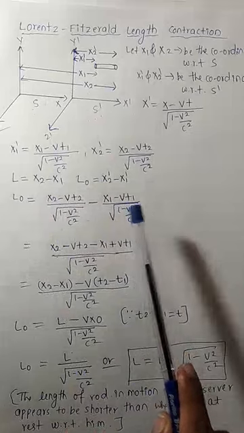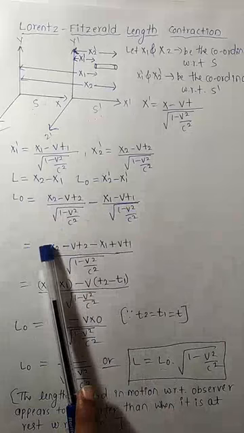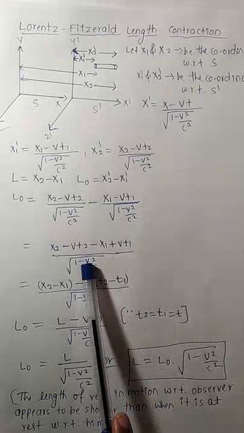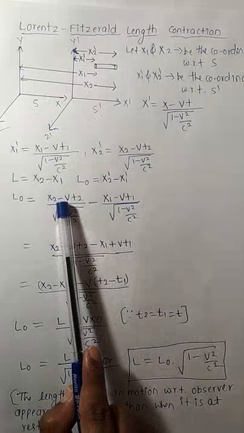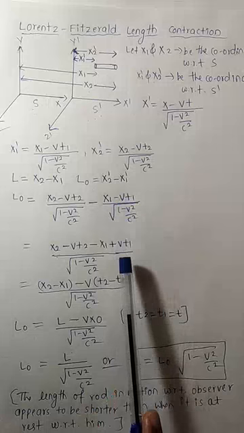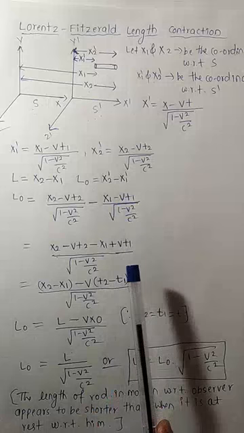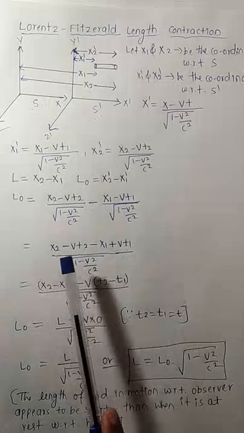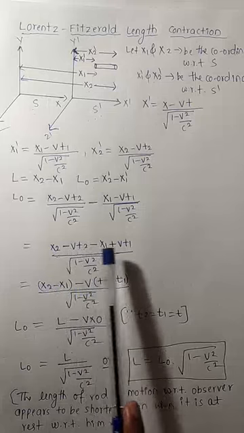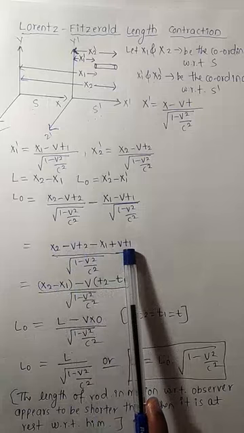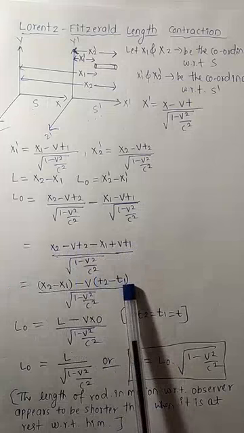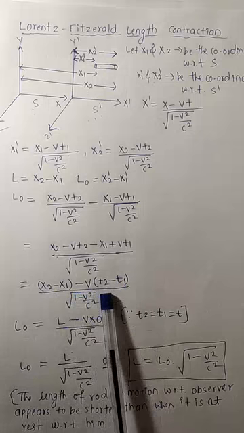If you solve this, as the denominator is the same, we take the same LCM. The upper term is x2 minus v t2 minus x1, and minus into minus becomes plus v t1. Now I make one group of x2 minus x1, and from the other two terms, v t2 and v t1, I take minus v outside. What remains is t2 minus t1, divided by the same quantity.